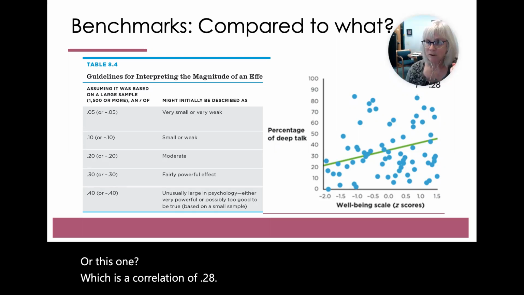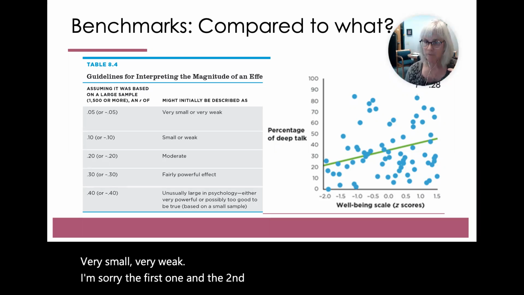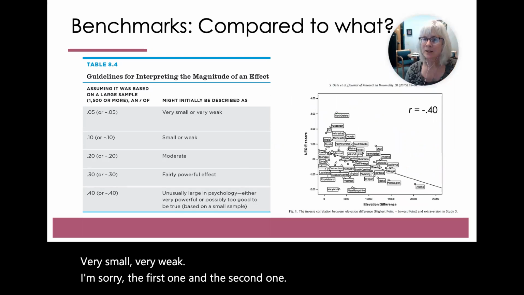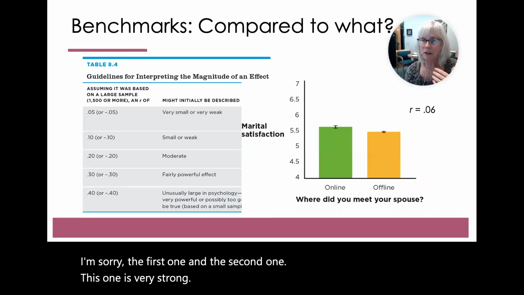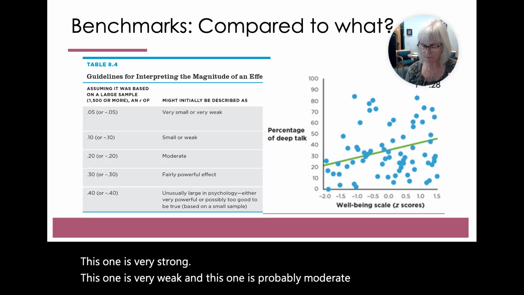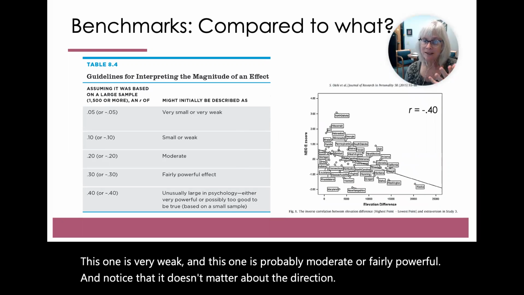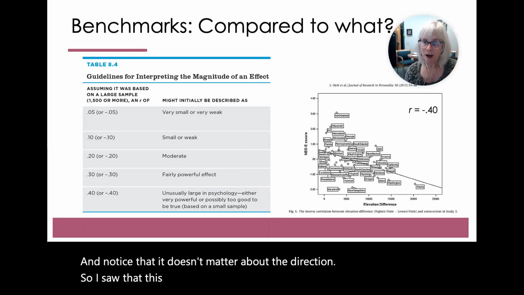So the first one, a pretty large one for psychology. Second one, very small, very weak. I'm sorry, the first one. And the second one, this one is very strong. This one is very weak. And this one is probably moderate or fairly powerful. And notice that it doesn't matter about the direction. So I said that this was pretty powerful, despite it being a negative correlation.